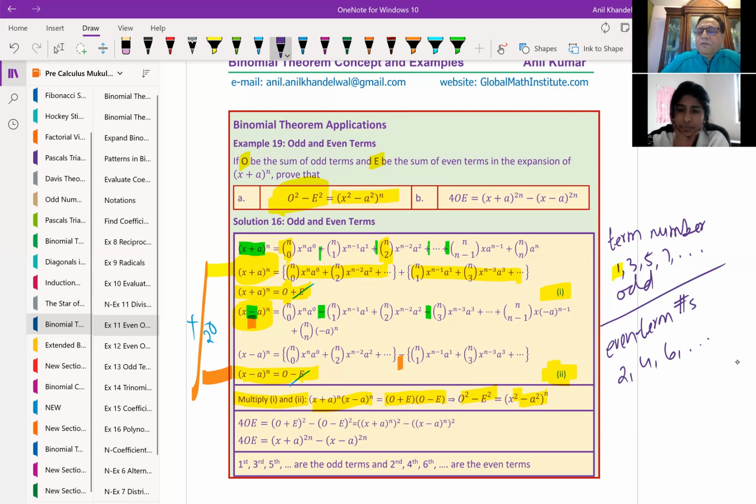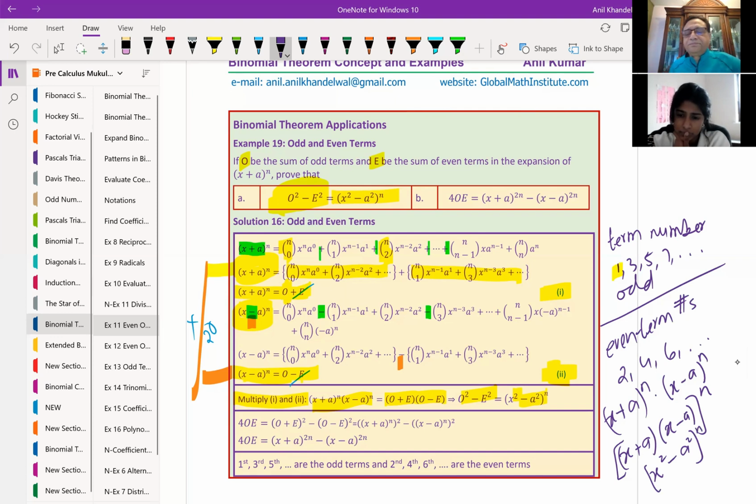So we have x plus a to the power of n times x minus a to the power of n. You could write this as x plus a, let me write this in brackets, times x minus a, everything to the power of n. And the inside term is x square minus a square, correct? To the power of n. Is that clear to you now? So we have shown part A.